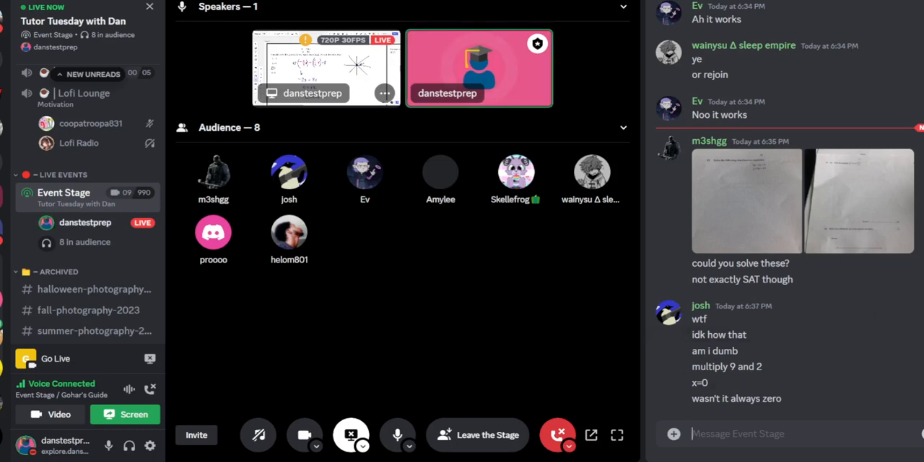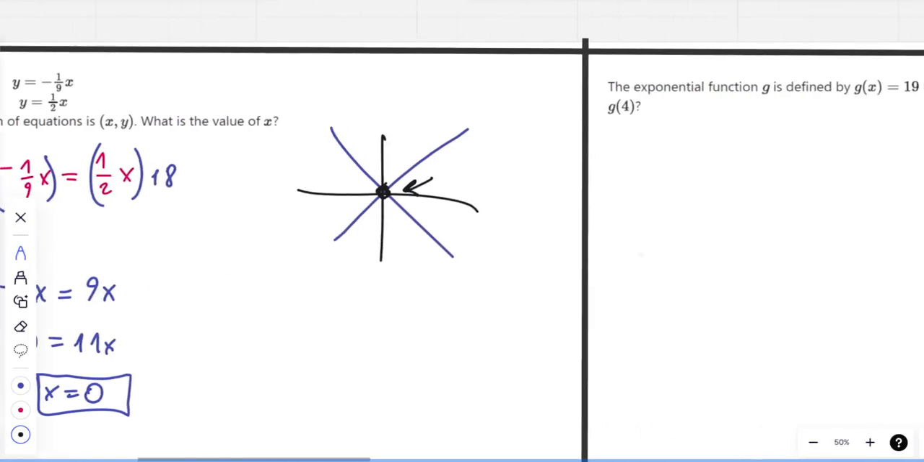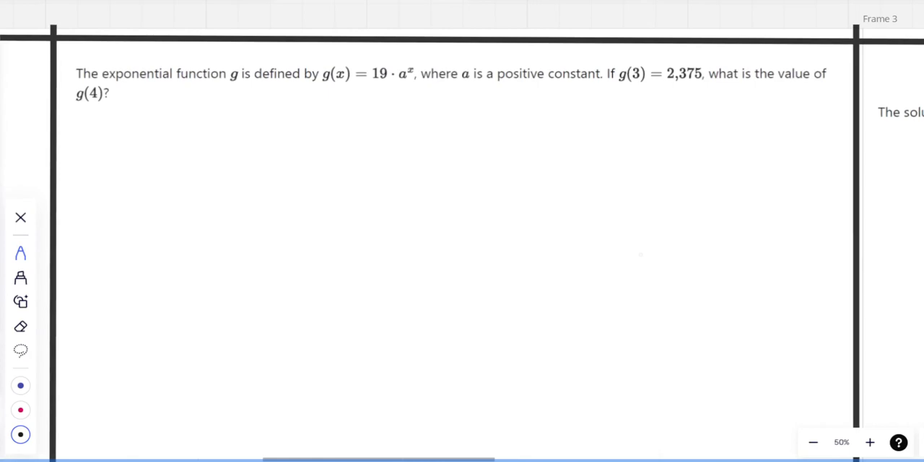X equals 0. Yeah. I'll look at some of the other questions you guys submit after I get through all of these SAT questions. So stick around for that for sure.